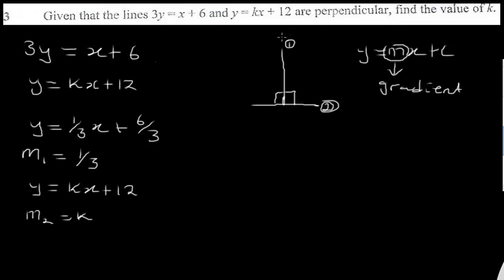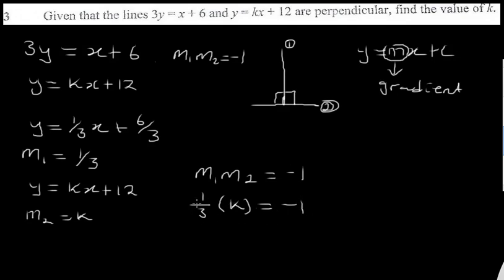And remember to say these two are perpendicular, so the product of the gradients m1, m2 should be negative 1. So we will have m1 multiplied by m2 being equal to negative 1. What is our m1? Our m1 is 1 over 3. And what is our m2? Our m2 is k. See that? And we'd have negative 1. So then we have k multiplied by 1 over 3 gives us k over 3 equals negative 1. And therefore k would be equal to negative 3.